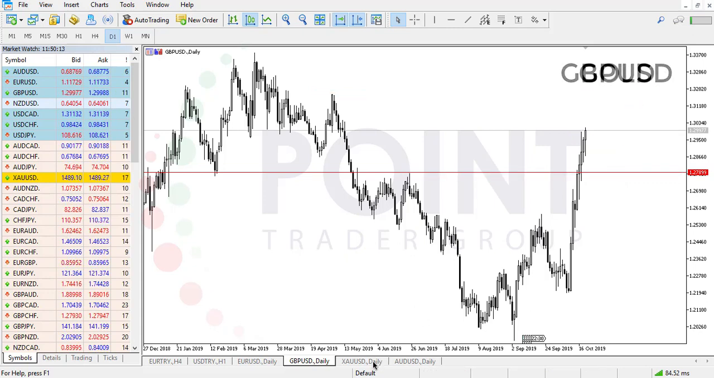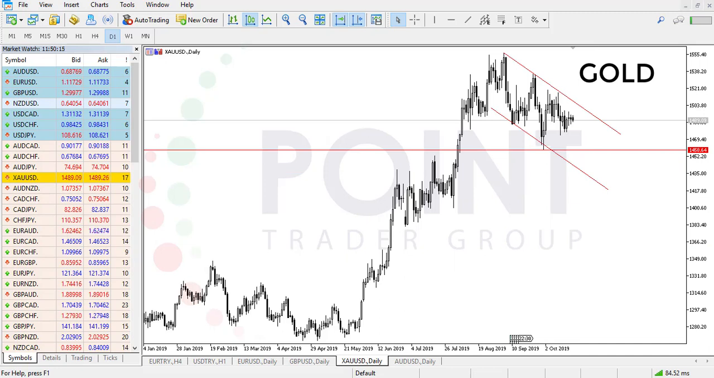Now let's move to the gold on the daily time frame. It is still traded within a descending channel. This is the upside and this is the downside. The price is traded just below the upside of this channel, so this means the price might continue going downwards to reach the level of 1.460.